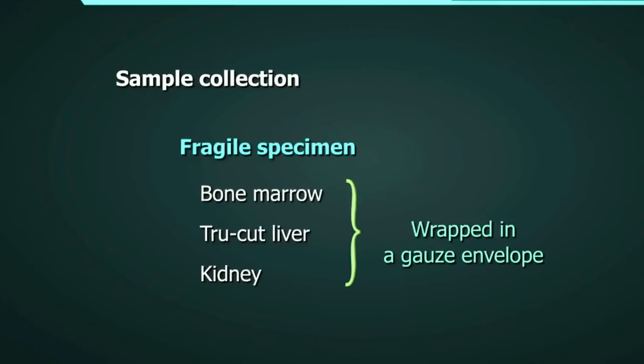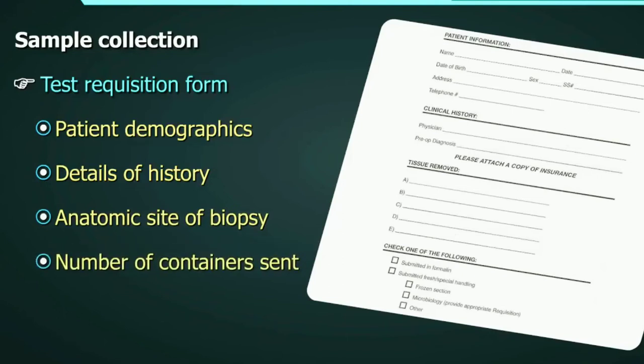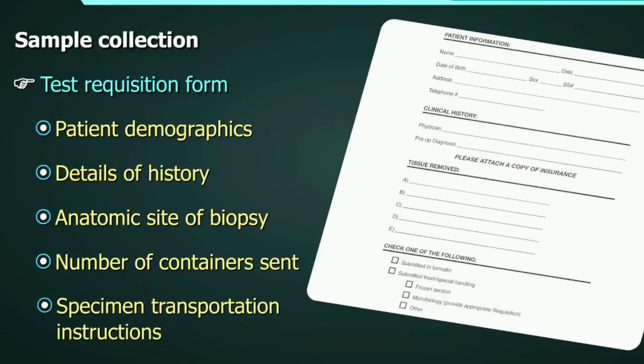Small fragile specimens, such as bone marrow or true cut liver or kidney specimens, can be wrapped in a gauze envelope so that they do not disintegrate during transport. A test requisition form for cytopathology and histopathology must have space to capture details of patient demographics, details of histories of patients, anatomic sites of biopsies, number of containers sent, specimen transportation instructions, etc.